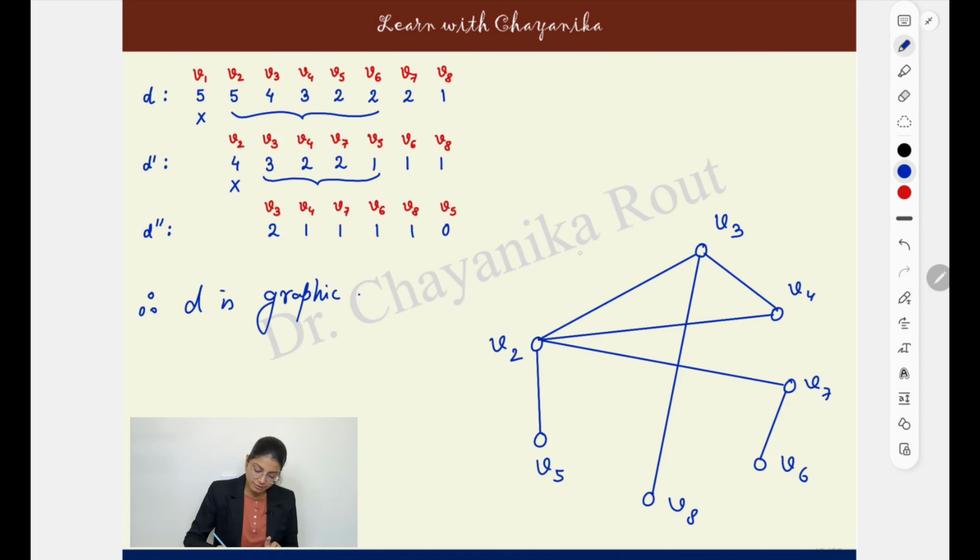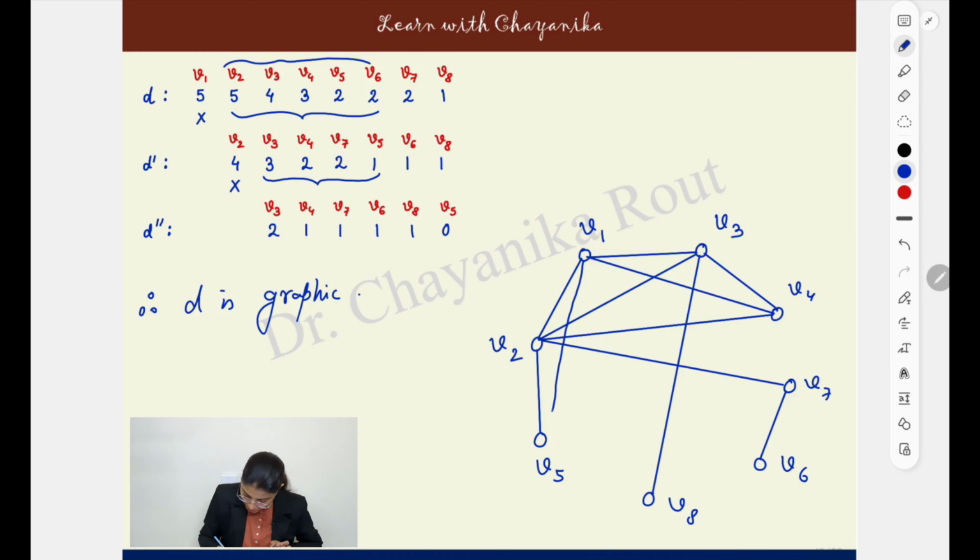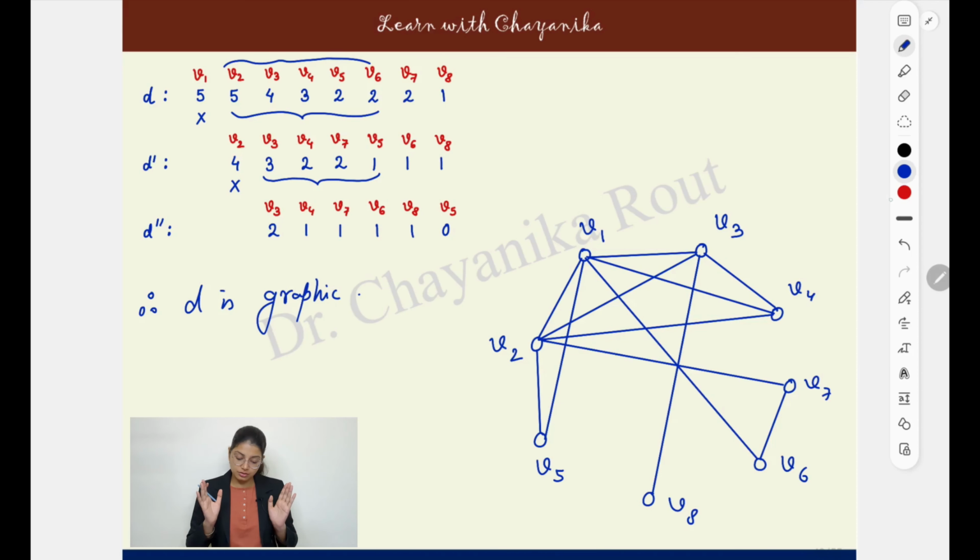Now to create the graph for D, insert the vertex V1 that was deleted. It will be of degree 5 and it will be adjacent to these 5 vertices, that is V2, V3, V4, V5 and V6. So make V1 adjacent to V2, V3, V4, V5 and V6. Now after you have drawn, don't forget to cross check by writing the degree values.